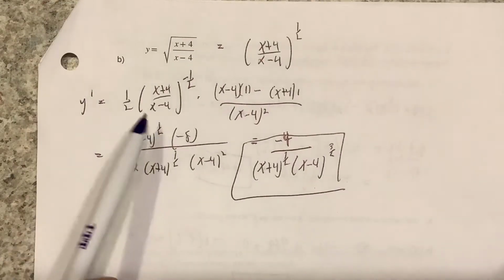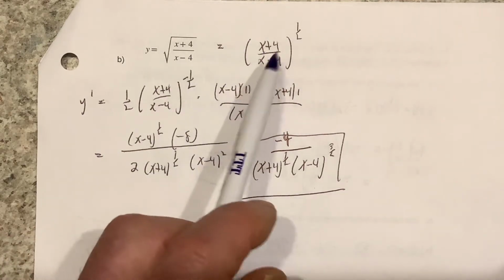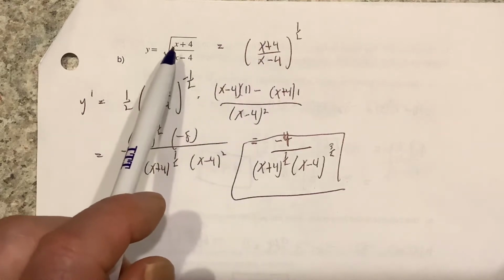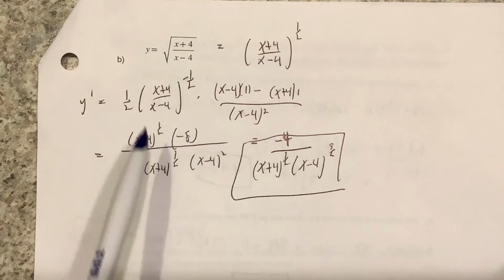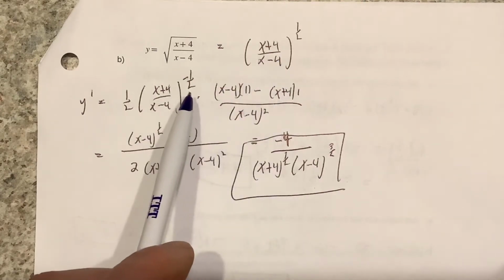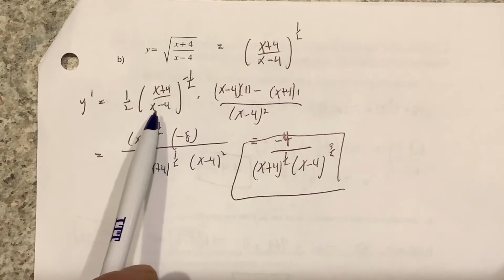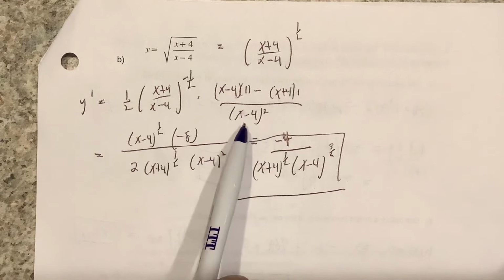There's lots of ways to do this. I encouraged you in class, when you see something to a power, use the power rule. Some of you wrote it as square root of the top over square root of the bottom. That's fine too. It's just that it's messy here. Here you use the power rule, 1/2 times this to the negative 1/2. And when you take the derivative of what's inside, you're going to use the quotient rule. Bottom times the derivative of the top minus top times the derivative of the bottom over the bottom squared.